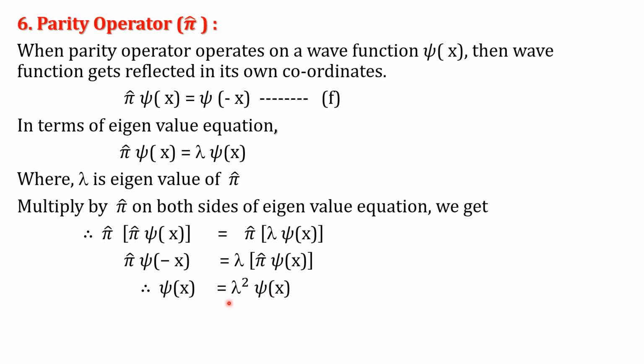Here ψ(x) is common on both sides, it gets cancelled, and we get λ square equal to 1. It means λ is equal to plus minus 1. Now when λ is plus 1 and λ is minus 1, these are the two special cases. The function becomes symmetric or antisymmetric. It depends upon whether the parity eigenvalue is +1 or −1. How do we explain that term?